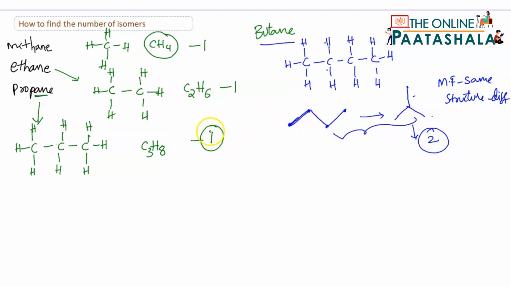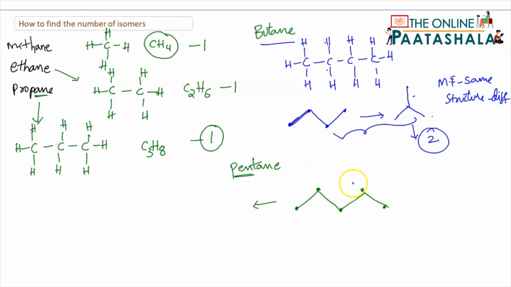Let's take another example. Next I am taking pentane. Pentane means how many carbons do you need to have? 5 carbons. So 1, 2, 3, 4, and 5. So how can you draw it? 1, 2, 3, with bonds in between. So how will you get the isomers for this? I'm taking out this bond.